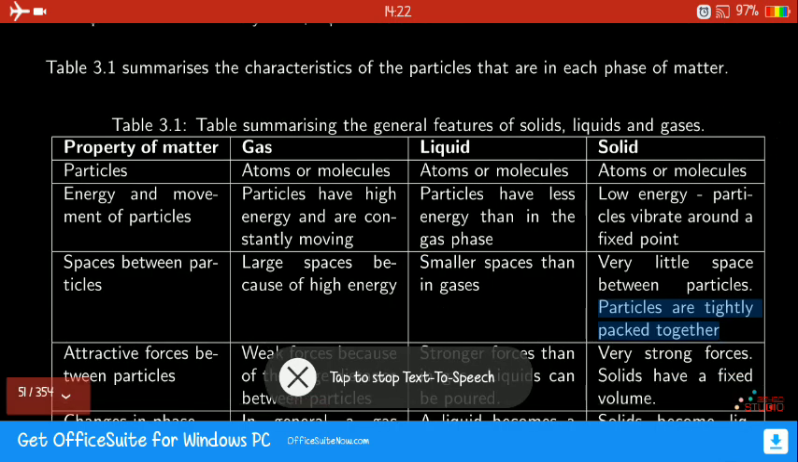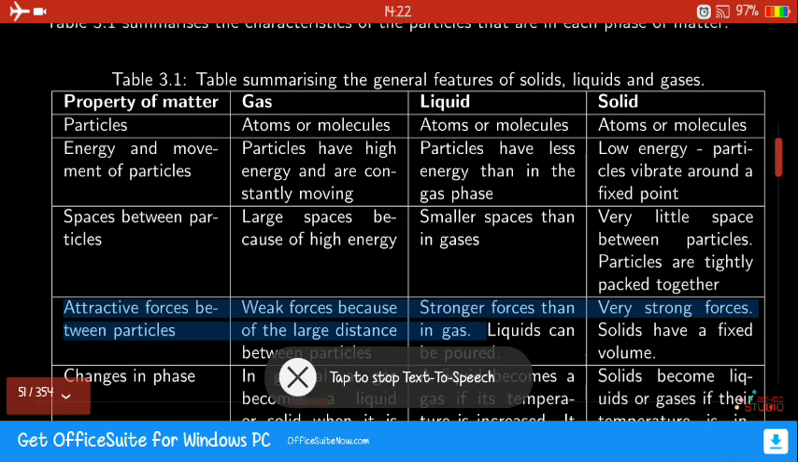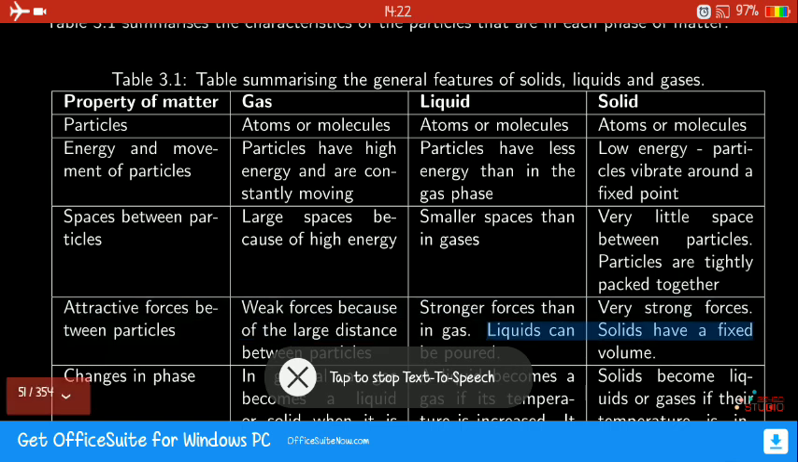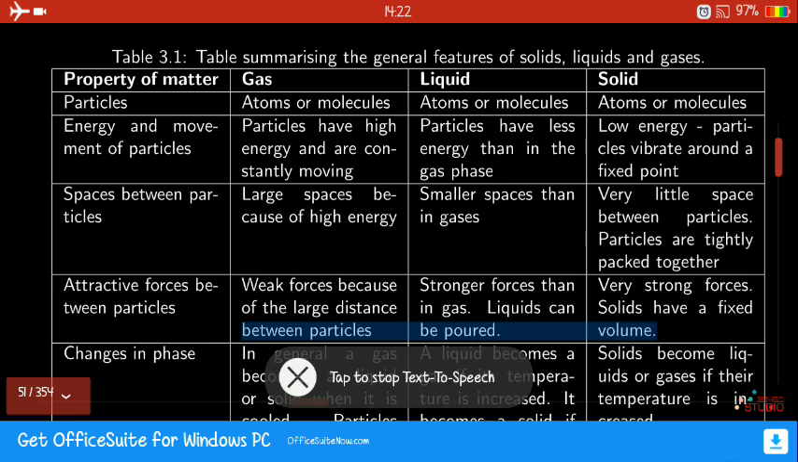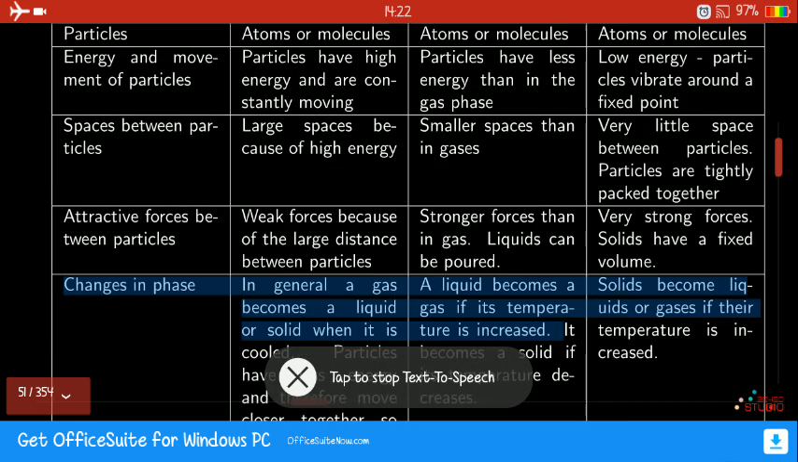Particles are tightly packed together. Attractive forces between particles are very strong in solids, stronger than in liquids, and weak in gases, where the particles are a large distance apart. Liquids can be poured and have a fixed volume.